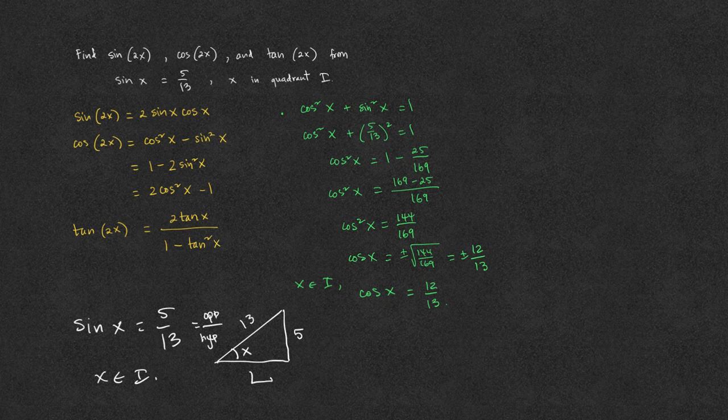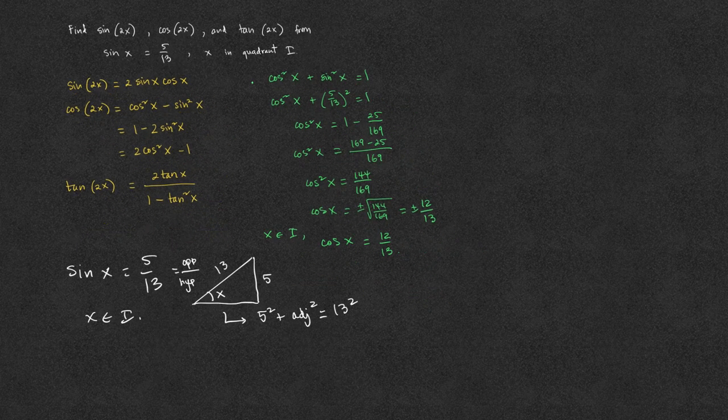To find the missing side, we use the Pythagorean theorem. We say that 5 squared plus the missing side, which is the adjacent side squared, equals 13 squared. From there, we can isolate the adjacent squared, which is 13 squared minus 5 squared. And so this is 169 minus 25, or 144. The adjacent side is therefore the square root of 144, which is 12. Regardless, we found the adjacent side to x, and it is 12.